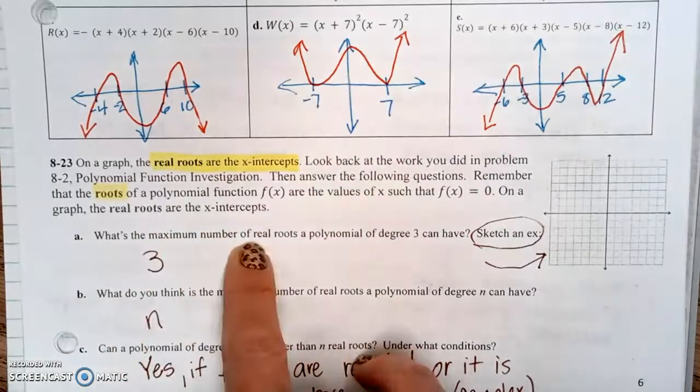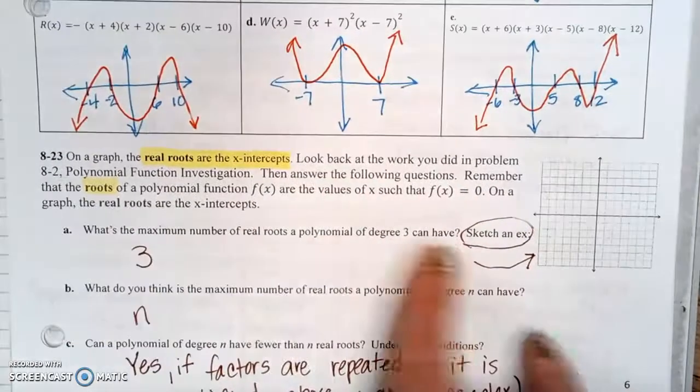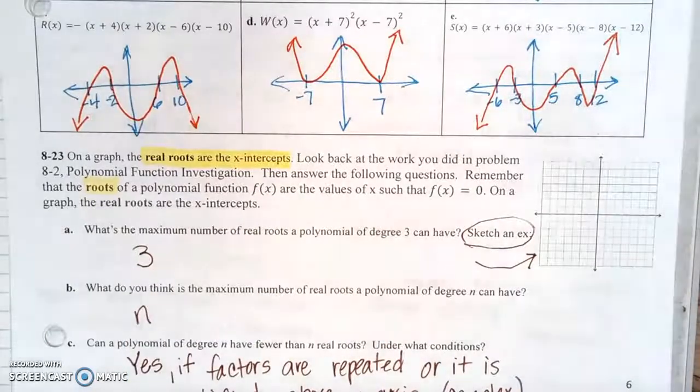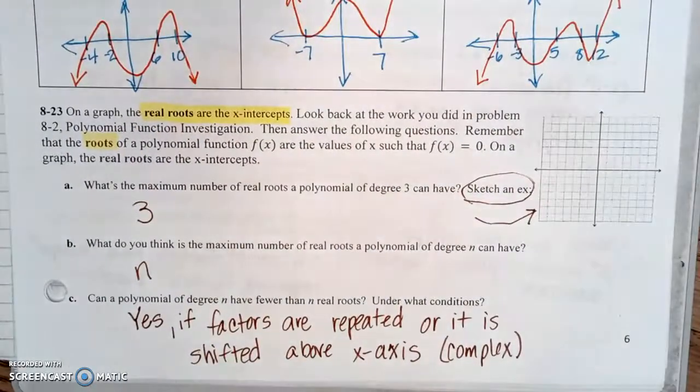So what is the maximum number of real roots a polynomial of degree 3 can have? So 3 roots. They want you to just sketch a random one over here, crossing the x-axis how many times? 3. They want everybody to have a different one. Okay, so just randomly draw one. Then for question B, it says, what do you think is the maximum number of real roots a polynomial of degree n can have? So that n just represents a number. If it was 4, it would be 4. If it was 5, it would be 5. If it was 6, it would be 6. So just whatever the number is, that's how many roots it's going to have.